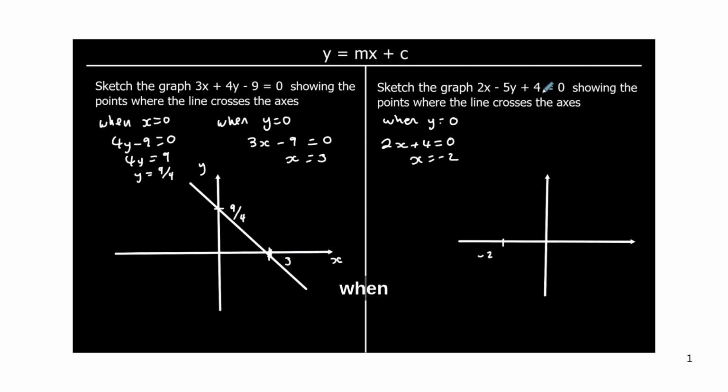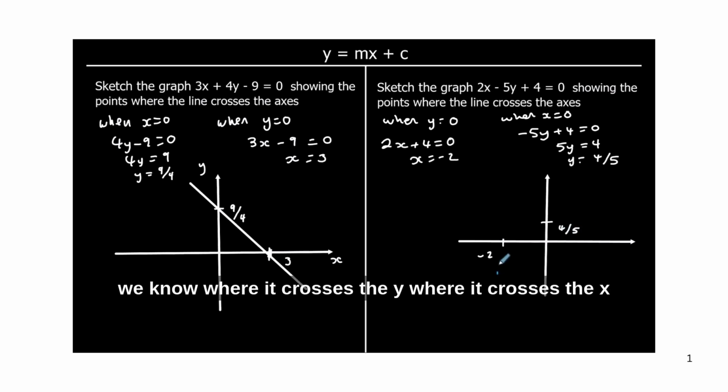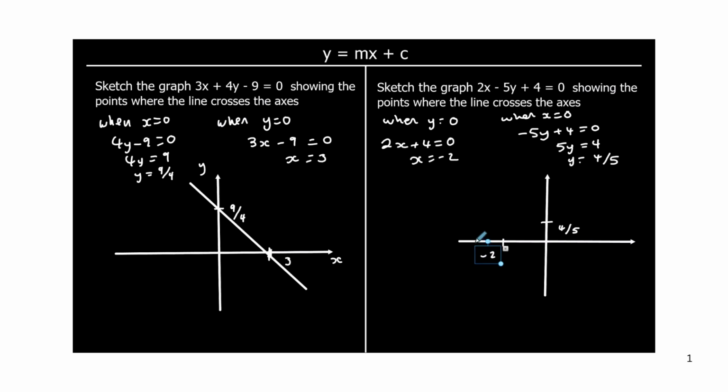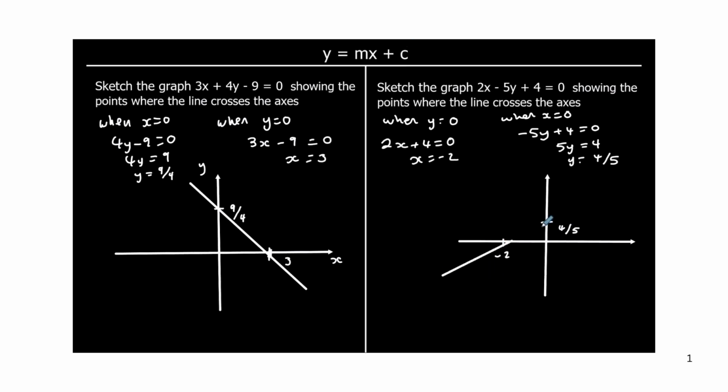And when x equals 0, we'll have negative 5y plus 4 equals 0. So 5y equals 4, plusing 5y to both sides. And then divide by 5. y is 4/5. So we know where it crosses the y, where it crosses the x. So we can just join them up with a straight line, like so.